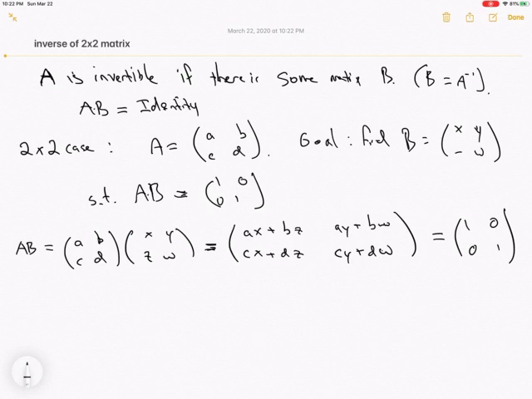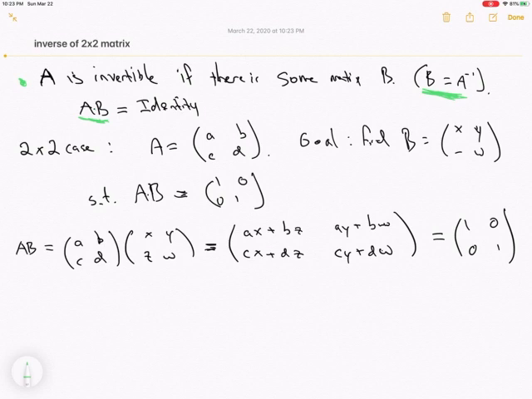So first of all, just let's recall the definition that a matrix is invertible if there is some other matrix B such that when you do matrix multiplication, you get the identity matrix. And we've already proved that if such a matrix exists, it's unique, and so this is the notation for what the inverse is.